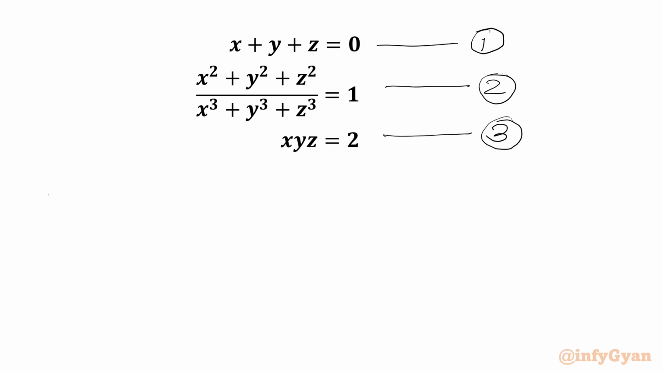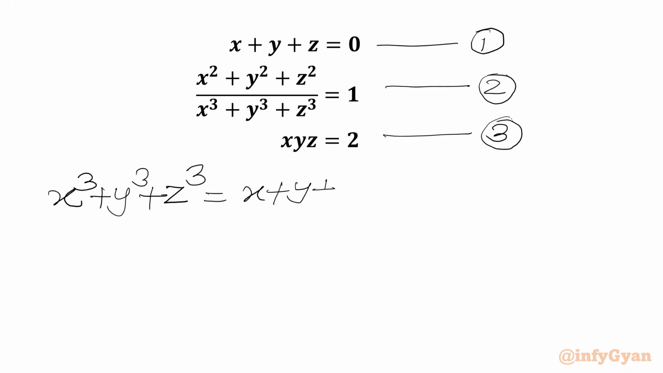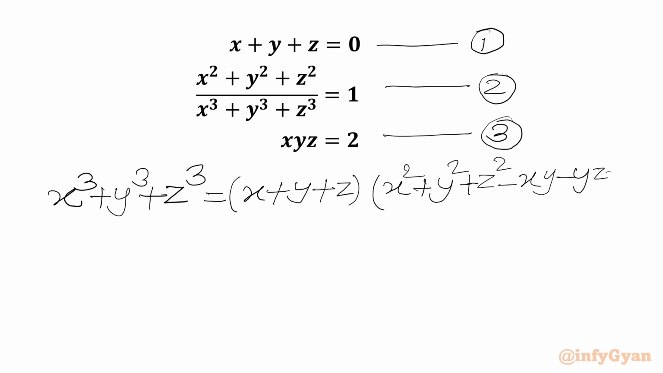Now we can use one algebraic identity: x cube plus y cube plus z cube is equal to x plus y plus z times x square plus y square plus z square minus xy minus yz minus zx, plus 3 times xyz.